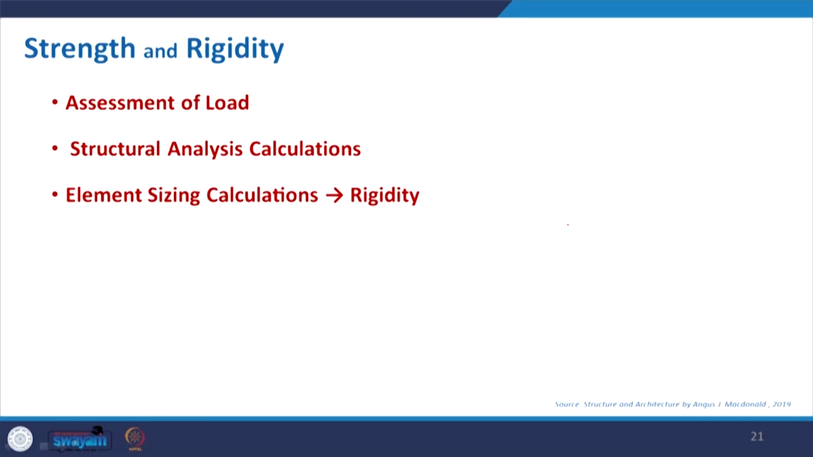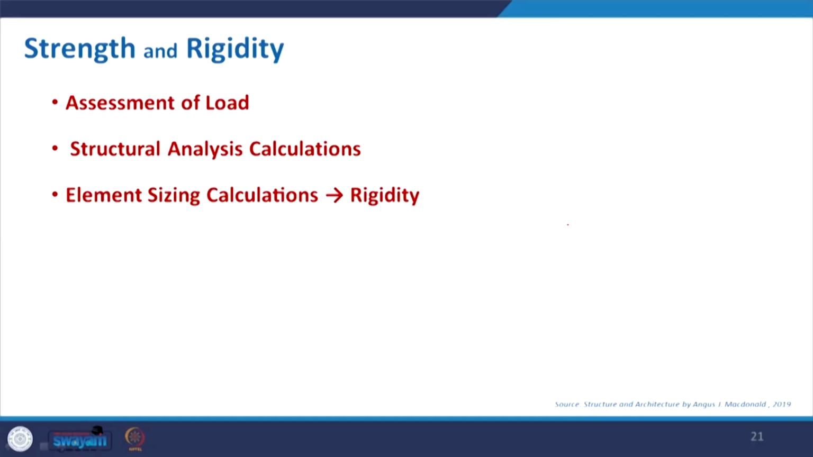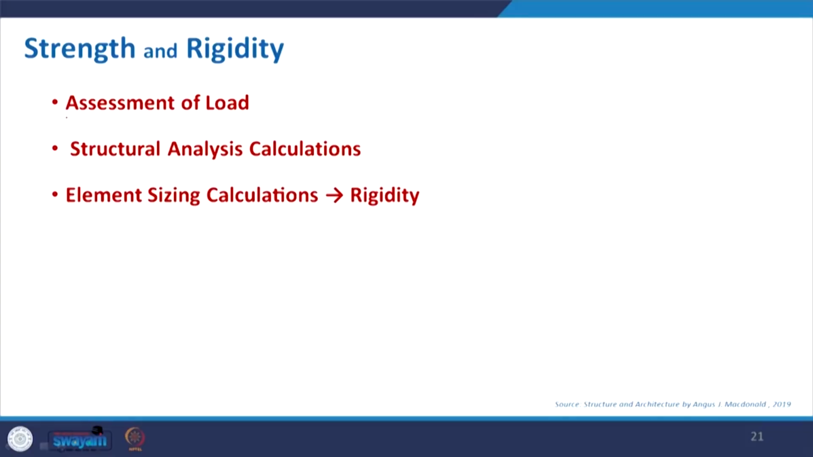Now, come to the strength and rigidity. Strength is the property of any structure or object which will prevent it from breaking. That we already know, and for that, what we need to do is basically design the structure having that strength and rigidity. So, first is the assessment of load.